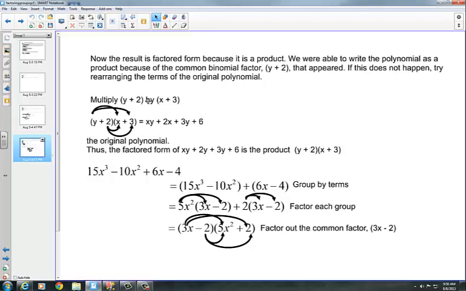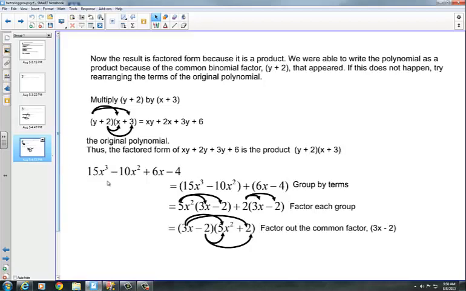Multiply y plus 2 by x plus 3. So y times x, y times 3, 2 times x, and 2 times 3. So we have xy plus 2x plus 3y plus 6, the original polynomial. Thus the factored form of xy plus 2x plus 3y plus 6 is the product of y plus 2 in parentheses and x plus 3 in parentheses.